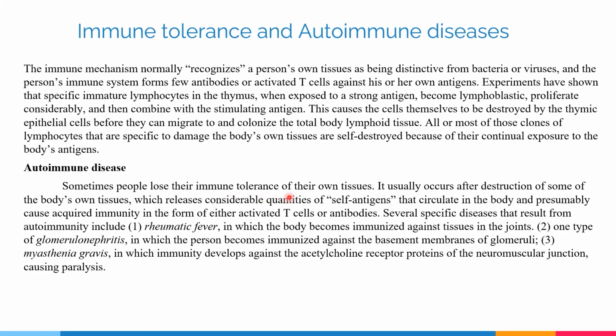Sometimes people lose their immune tolerance of their own tissues. It occurs after destruction of the body's own tissues and release of a considerable amount of self-antigens, which presumably then causes the T cells or antibodies to be activated against that self-antigen. Several specific diseases can trigger autoimmunity. So these autoimmune diseases occur when our immune system catches hold of self-antigens and starts building antibodies and an immune response against them. One of the examples is rheumatoid fever, in which the body becomes immunized against tissues in the joint.